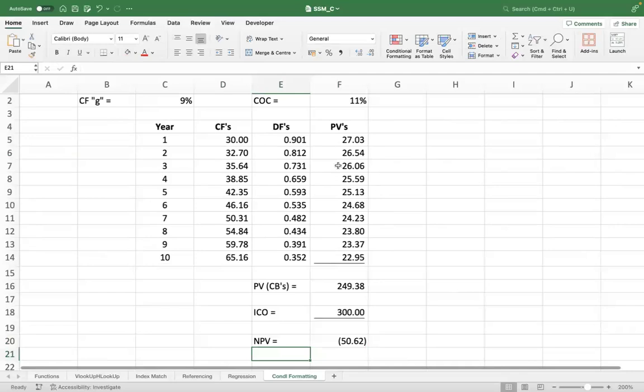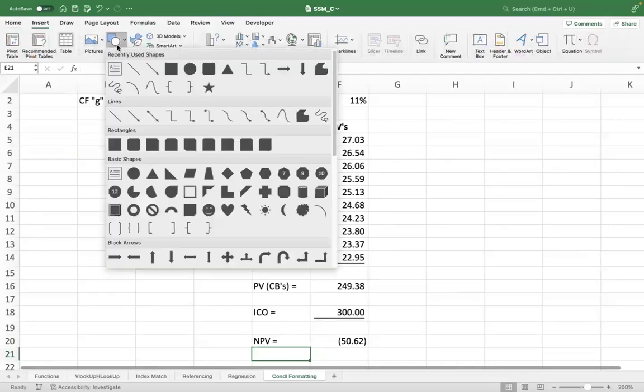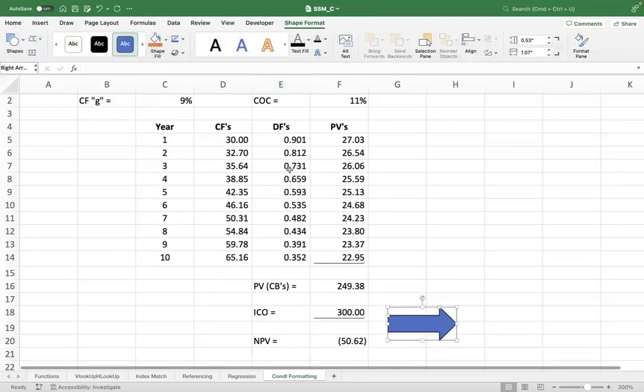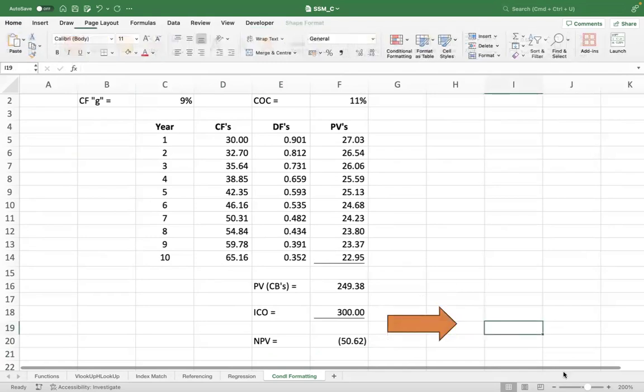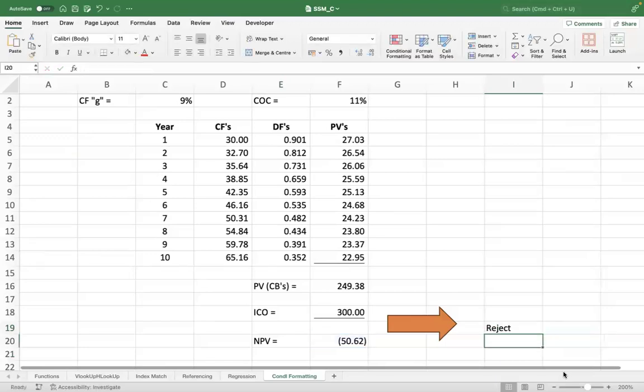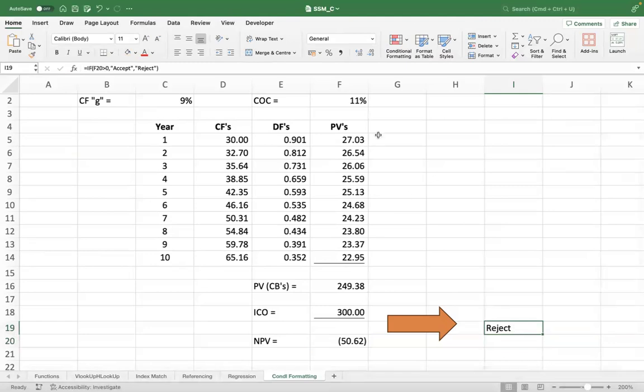So I can use this data to populate a decision also. So let's say I will use this data here and we can populate a decision here. So if my NPV is greater than 0, then I accept. Else I reject the project. So in this case, it becomes reject. Why? Because my NPV is negative.